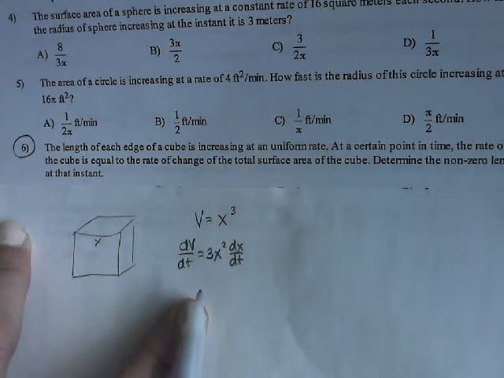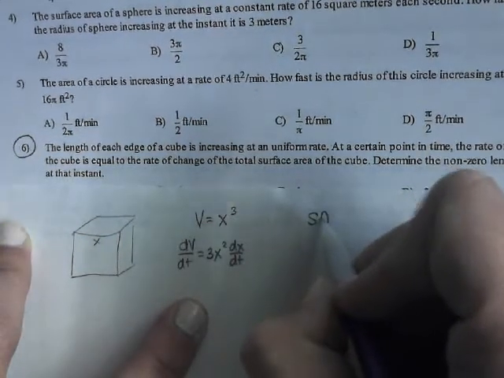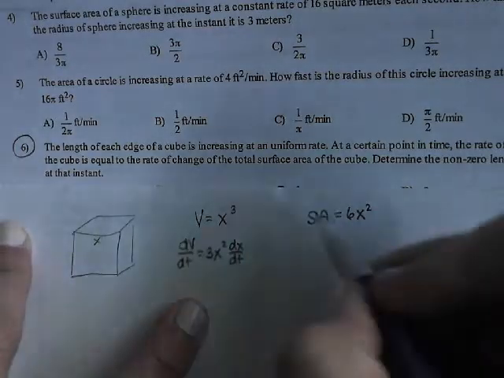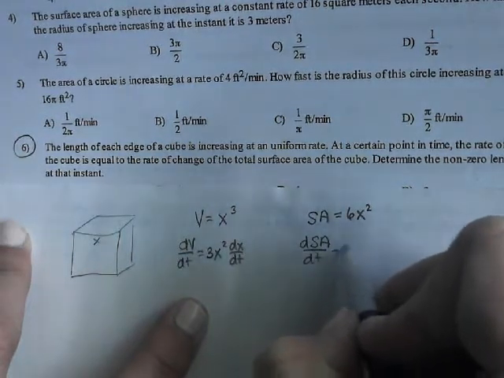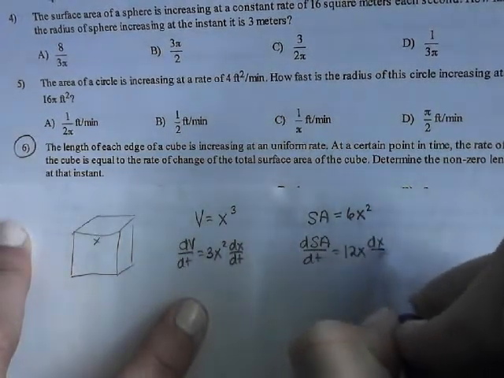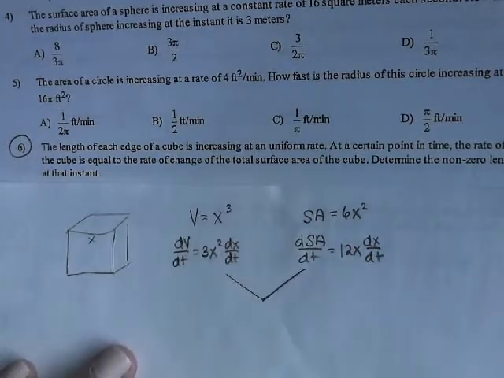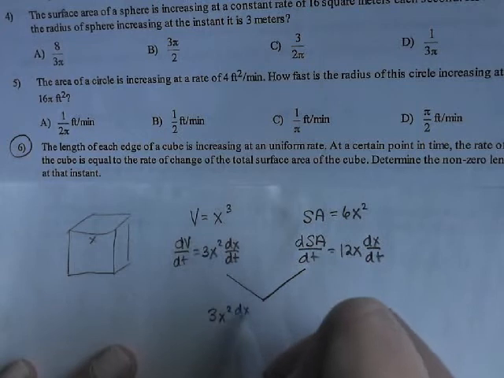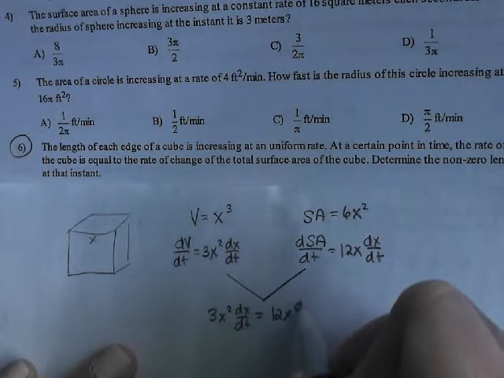that rate of change of the volume is equal to the rate of change of the total surface area. So if I do a surface area formula, which is six sides times x squared each, the derivative of the surface area equals 12x dx/dt. And at some moment, they're telling us that those rates of change are equal. So we're going to set them equal to each other. So 3x squared dx/dt has to equal 12x dx/dt.